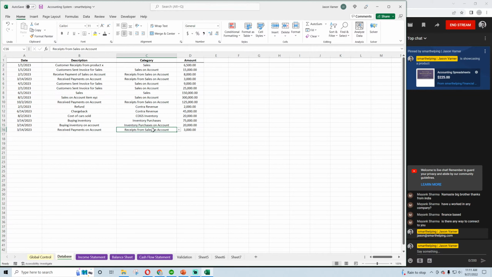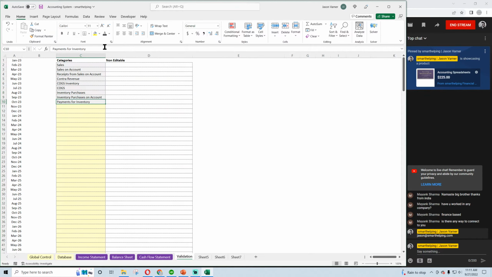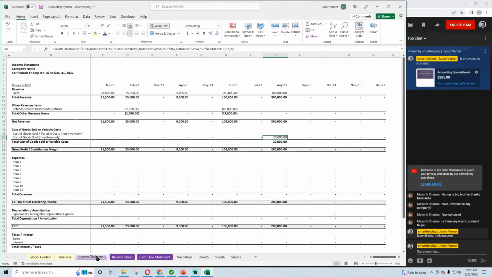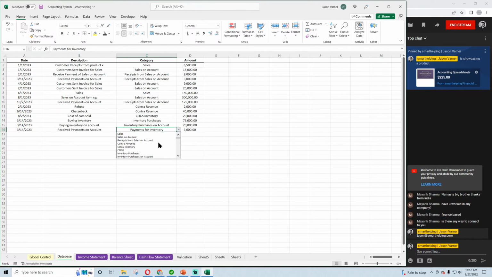And then when you do the last one, payments for inventory, we got to actually call this payments for inventory on account. That will reduce accounts payable and reduce cash. So you have assets going down and a liability going down, so it will always balance. What did I call this? Payments for inventory on account.